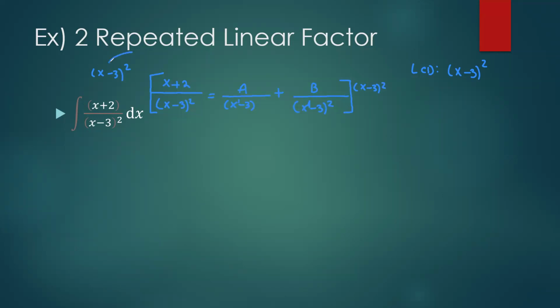Okay, so over here, what do you see that cancels? The x minus 3 squared, so you're just left with x plus 2. Over here, what do you see that cancels? The x minus 3, right? So you're just left with A times the parentheses x minus 3, plus over here the x minus 3 cancels, so you're just left with B.